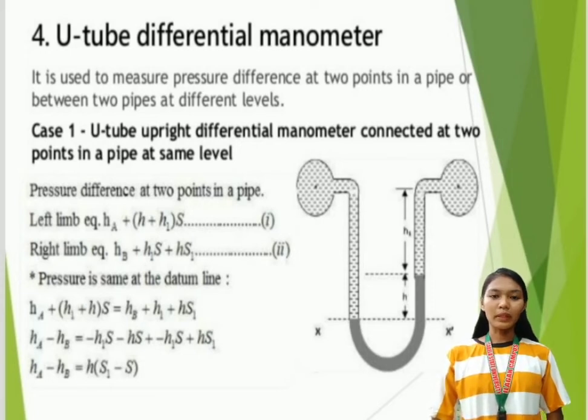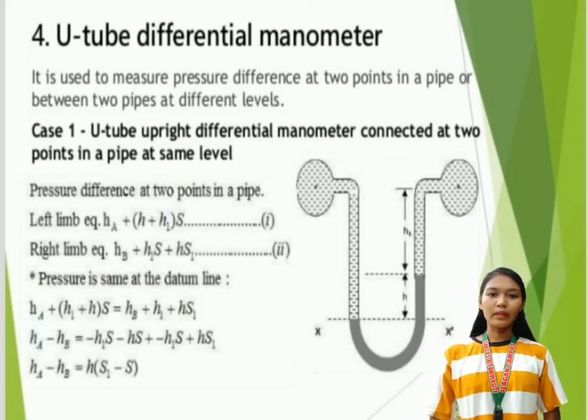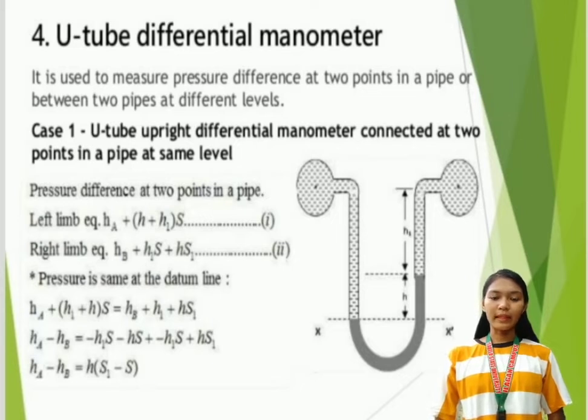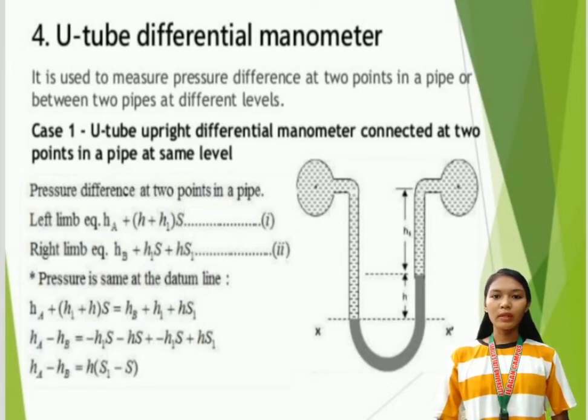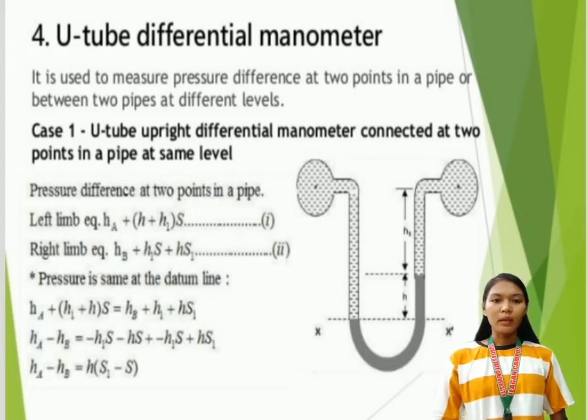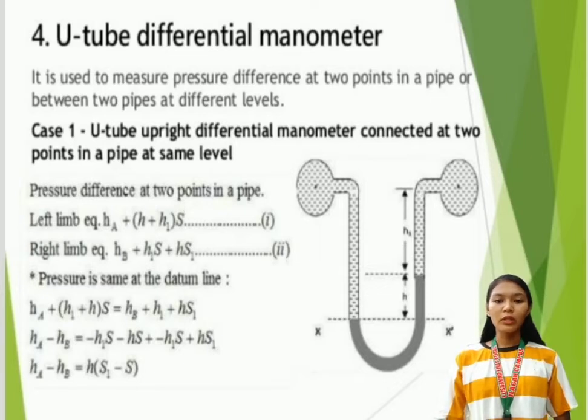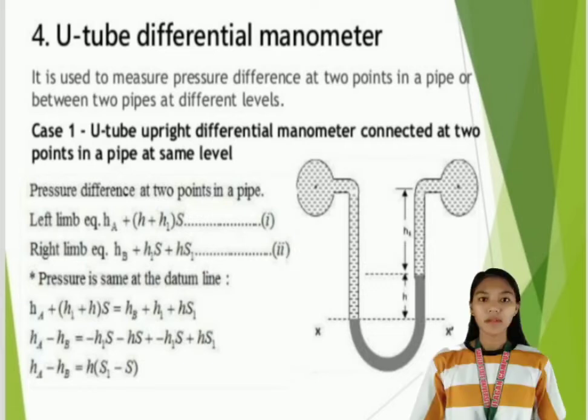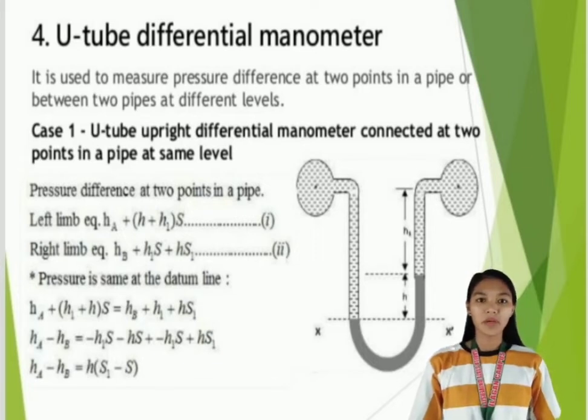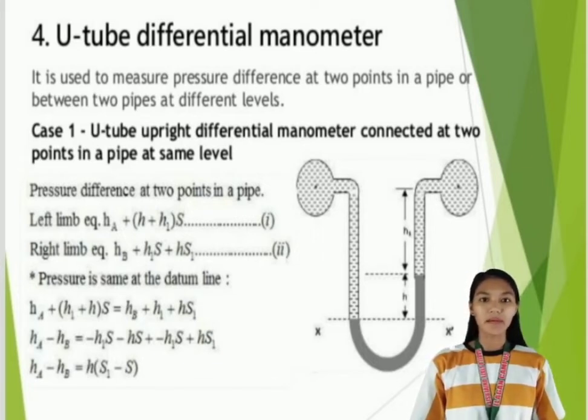U-tube differential manometer. It is used to measure pressure difference at 2 points in a pipe or between 2 points at different levels. A U-tube differential manometer consists of a glass tube bent into a U shape, wherein the 2 ends of the U-tube are connected to the points whose pressure is to be measured. It is used to measure the difference of pressure between 2 points of the pipes, which can be at the same level or at different levels. Case 1. U-tube upright differential manometer connected at 2 points in a pipe at same level.